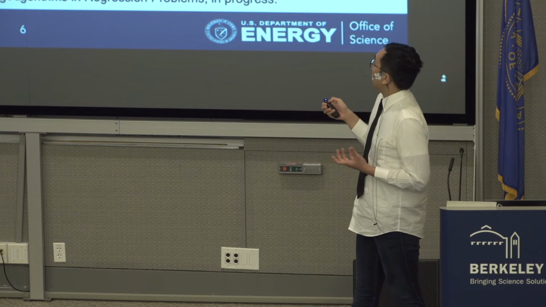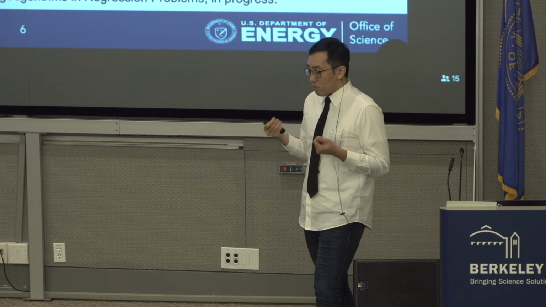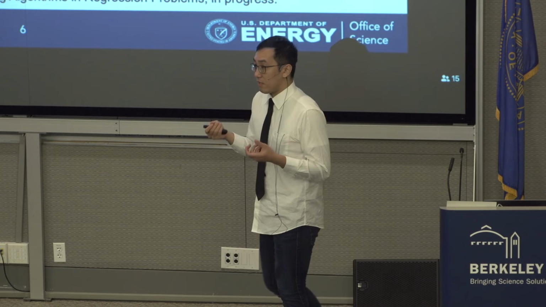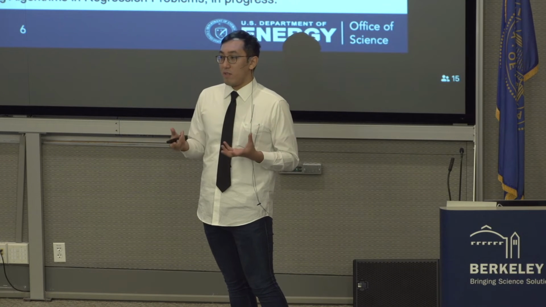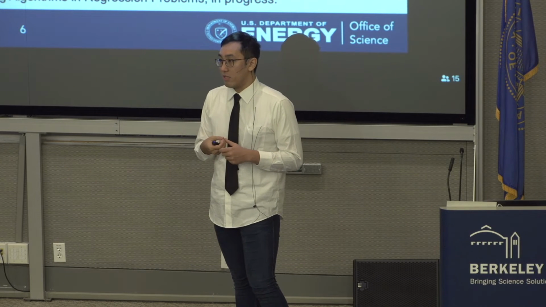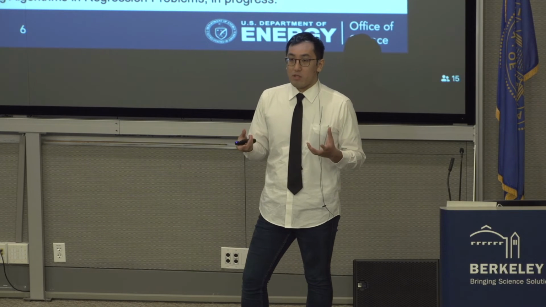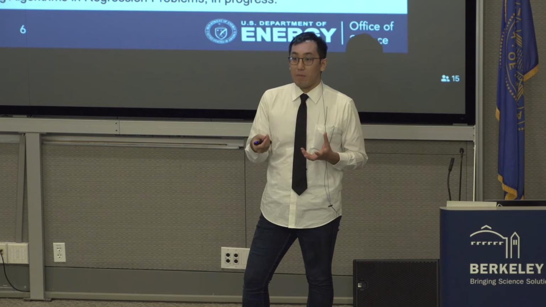The next application is tuning hyperparameters for the randomized linear algebra library. As many of our previous speakers have already introduced, with larger and larger matrices, one method to handle regular matrix operations is to introduce some randomization. Introducing randomization is a blessing and a curse. The blessing is that we can achieve matrix multiplication, matrix operations, or matrix factorization in much shorter time. However, it also introduces a lot of hyperparameters, and the operation performance will highly depend on these hyperparameters.